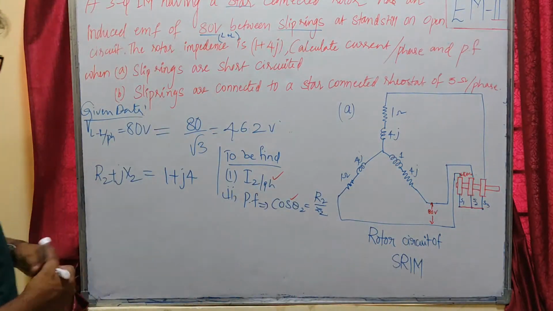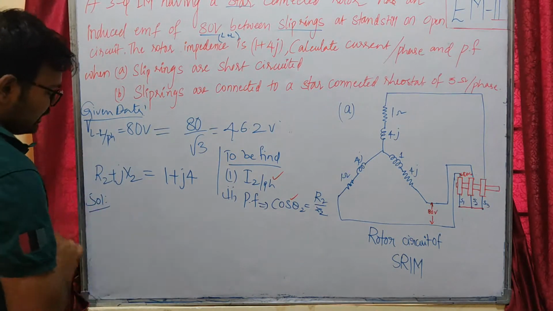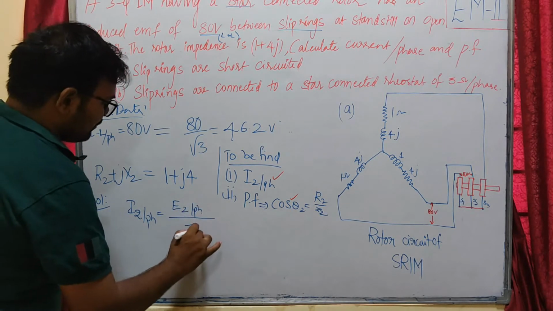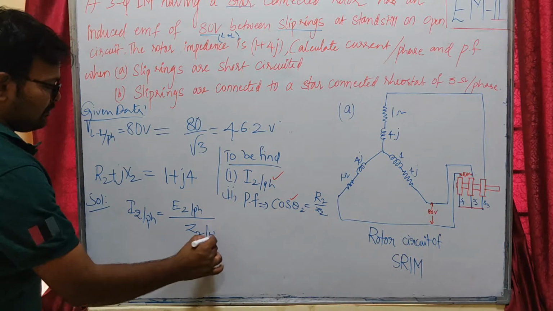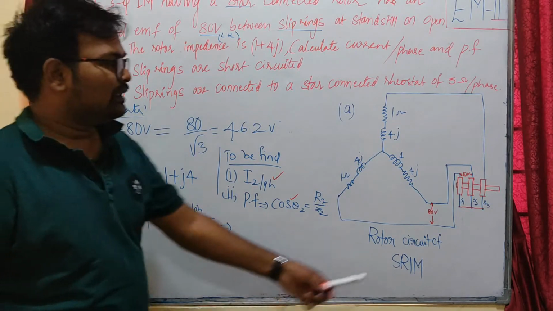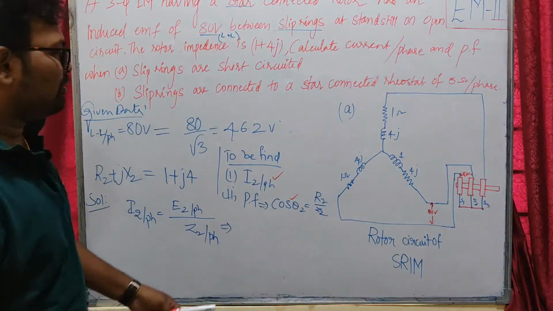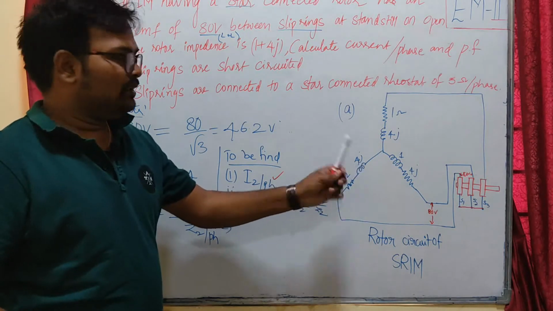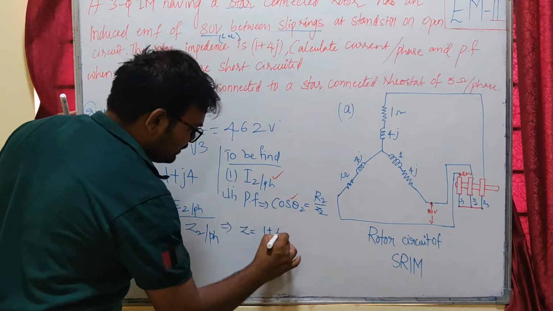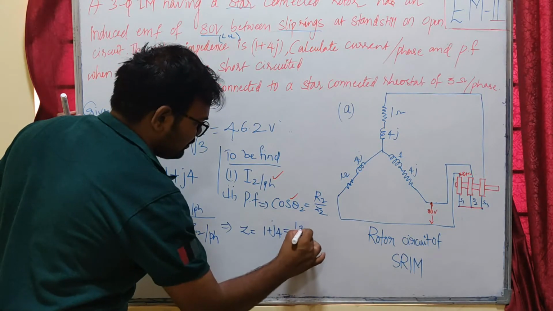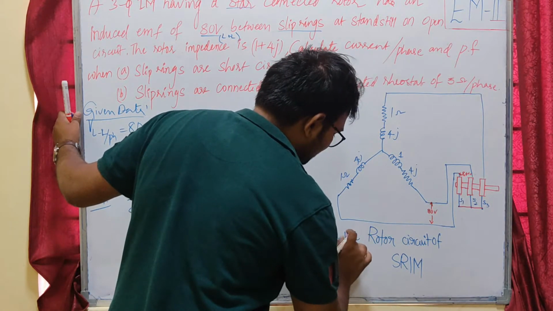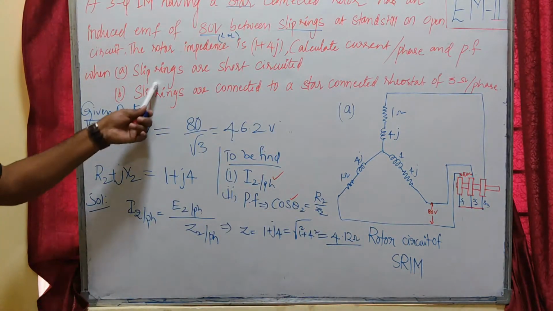So how can I find the rotor current? Rotor current can be found by I2 per phase equal to E2 per phase by rotor impedance Z2 per phase. What is my rotor impedance here? Because we are not connecting any external resistance through the slip rings, the rotor resistance will be 1 ohm and rotor reactance will be 4 ohm per phase. That means the rotor impedance will be 1 plus j4. Taking the magnitude, square root of 1 square plus 4 square, it is 4.12 ohm. This is my rotor impedance when the slip rings are short circuited.